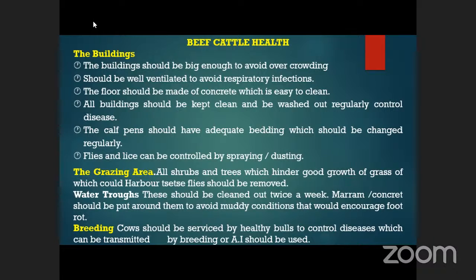Amira, you could read for us. The buildings should be big enough to avoid overcrowding. Should be well ventilated to avoid respiratory infections. The floor should be made of concrete, which is easy to clean. All buildings should be kept clean and be washed out regularly to control diseases. The cow pens should have adequate bedding, which should be changed regularly. Flies and lice can be controlled by spraying or dusting.